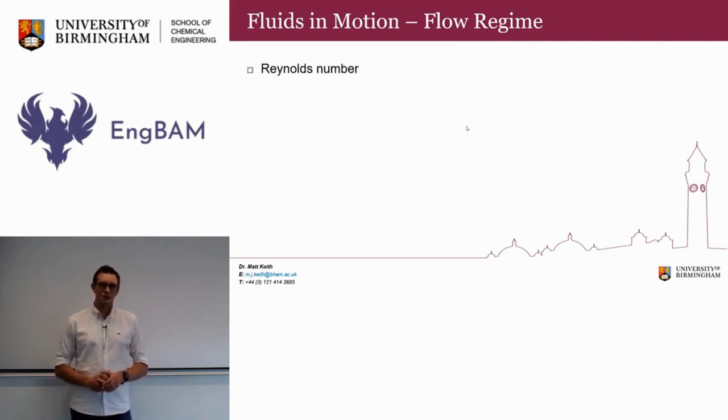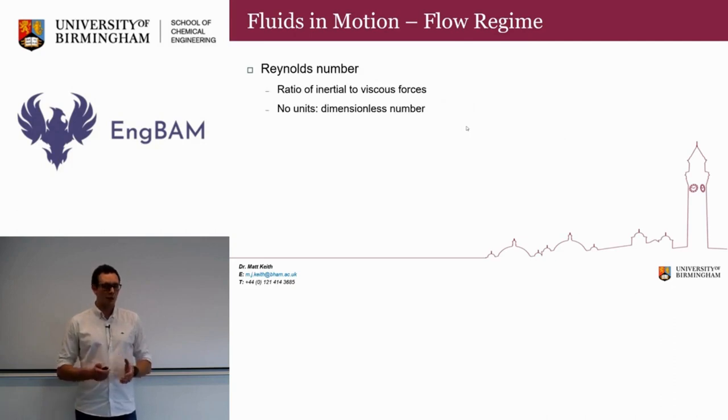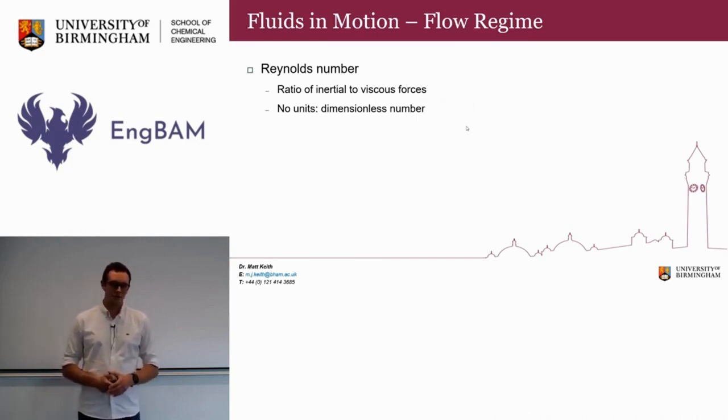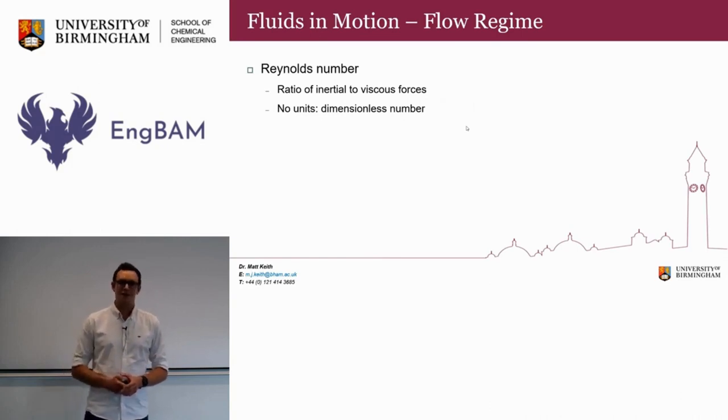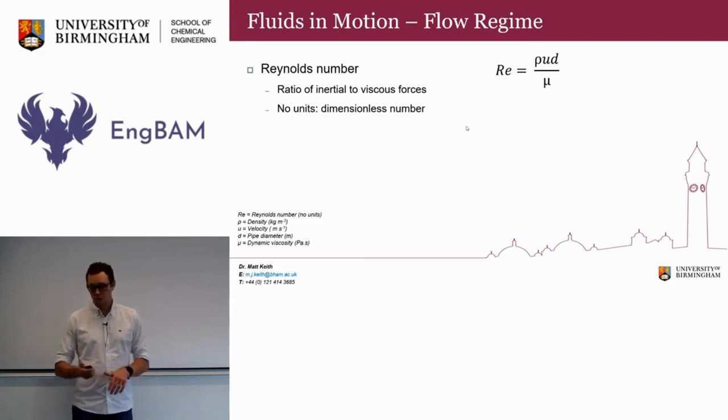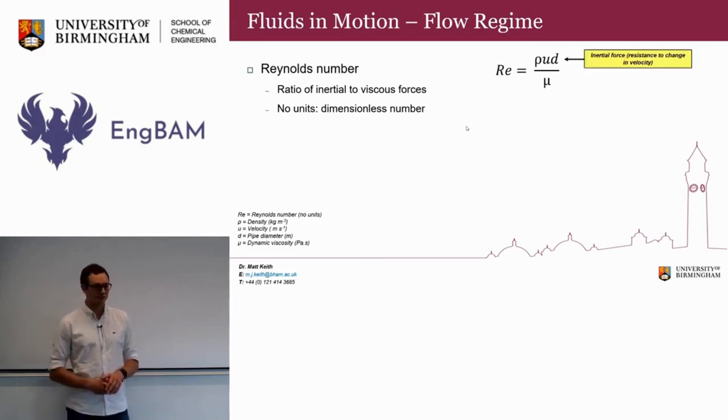And he worked out that a certain ratio of what we call the viscous forces to the inertial forces will give us a certain number. And this number is now called the Reynolds number. It has no units, and that means it is a dimensionless number. There's an equation for it on the screen here, so we can see that if we multiply the density by the velocity and by the pipe diameter, then divide all that by the viscosity, we will get some kind of number which we call the Reynolds number.